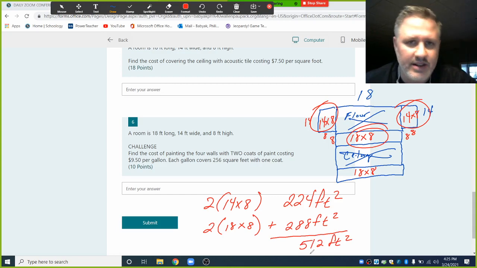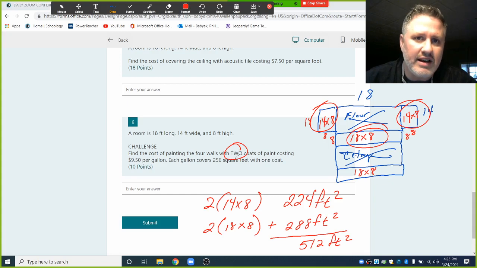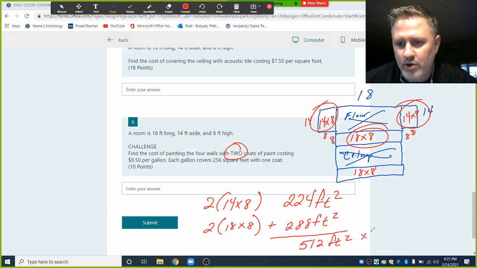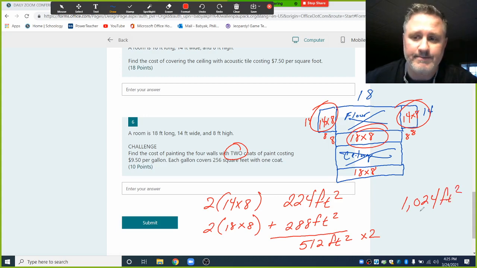But here's the deal. I'm putting 2 coats of paint on. So that's like I have double the amount of wall. So I've got to multiply that by 2. I'm sure a lot of people are going to forget to do that. So you get 1,024 square feet that you have to paint.